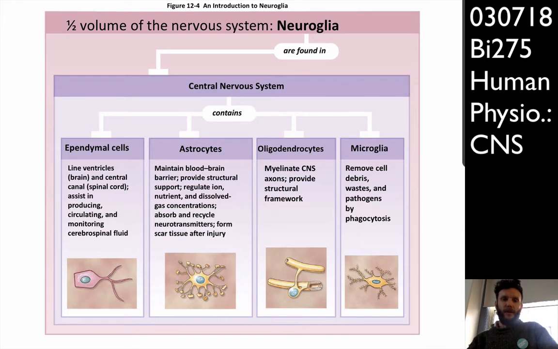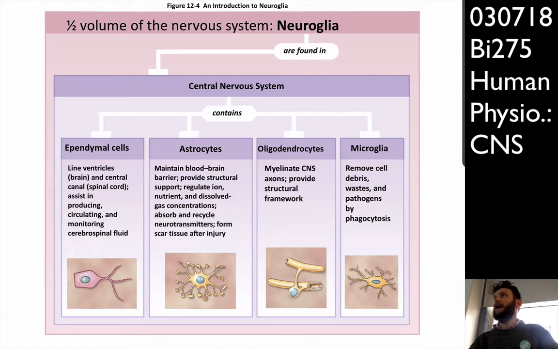But on to a class of cell called the neuroglia, or glial cells, G-L-I-A-L, glial cells, or neuroglia. So glial cells are essentially support cells of one sort or another. They are non-excitable tissue. They are not neurons. They are not sending signals. They are not receiving signals. They are, in some way or another, supporting the function of neurons.